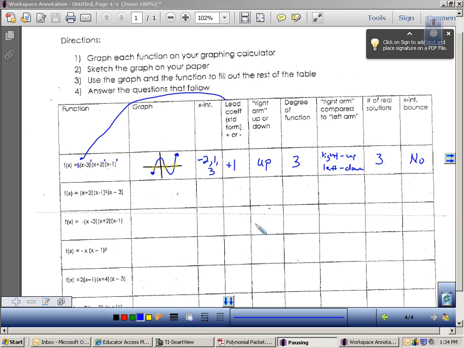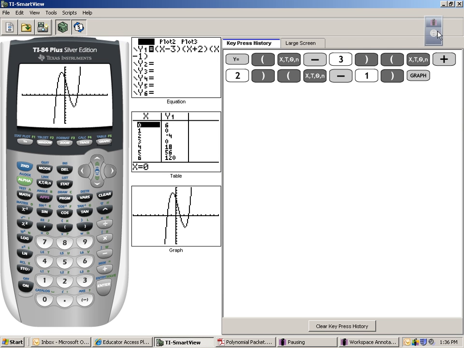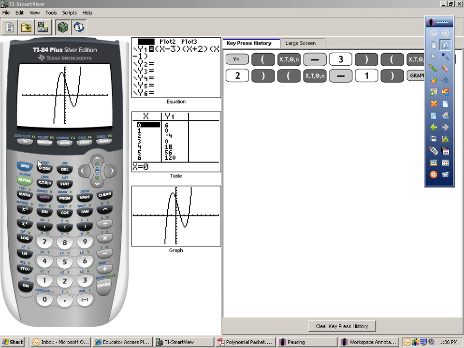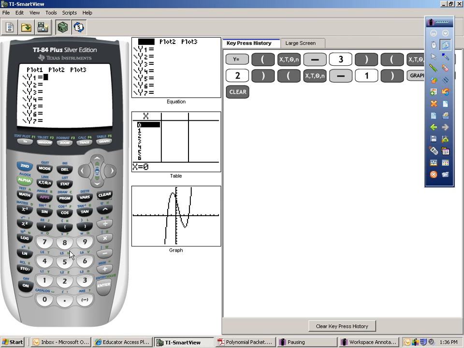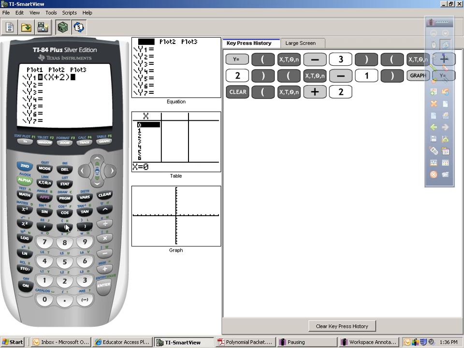Okay, so let's fill out our next one now. So this is f of x equals x plus 2 times x minus 1 squared times x minus 3. So let's go ahead and fill that in our calculator. I actually have to do that, so let me do that here. Clear this off. I said it was x plus 2, and times x minus 1 being squared, and square that, and I'm multiplying that by x minus 3.